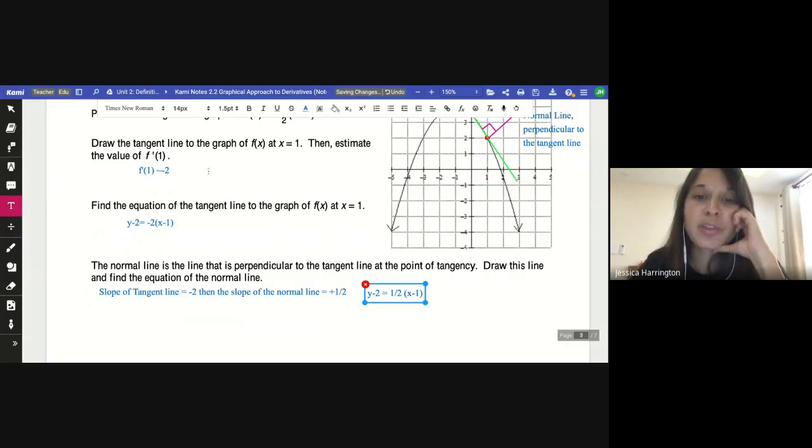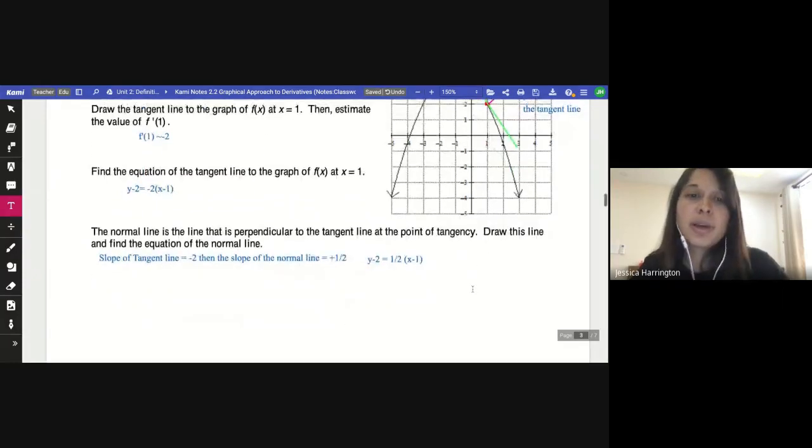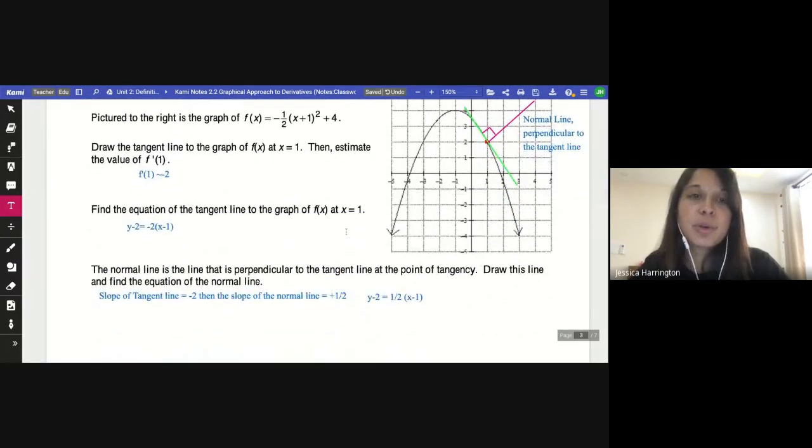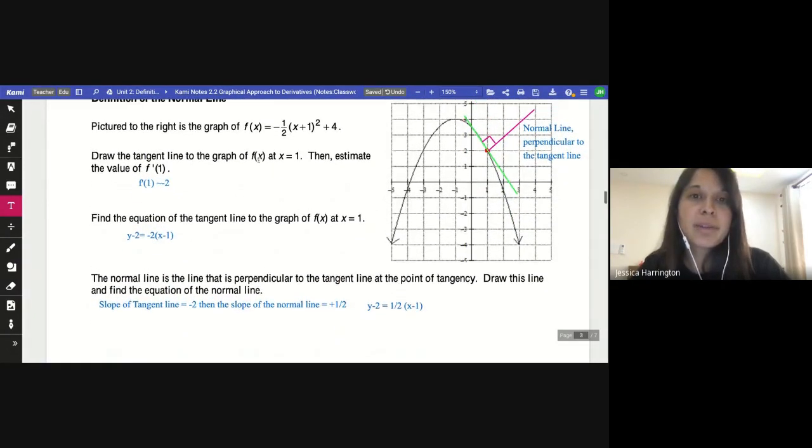Okay, that's just to help you out when you get to problems like that, remembering what a normal line is. Okay, the rest of this packet is for you to practice finding derivatives from graphs.